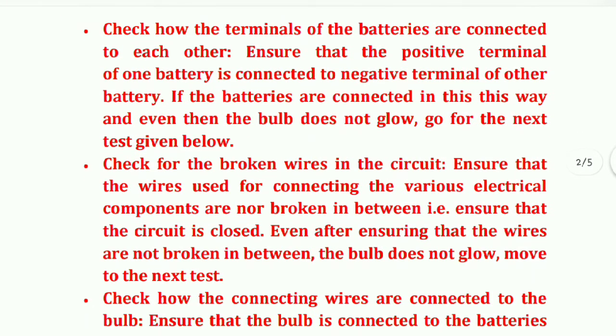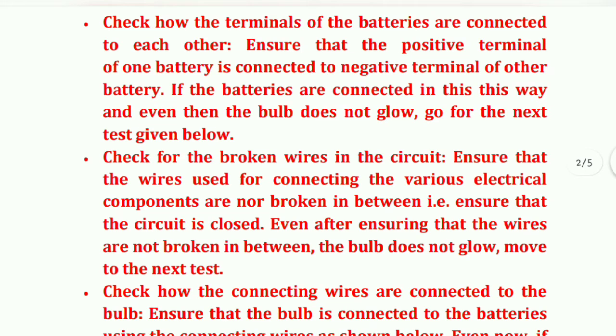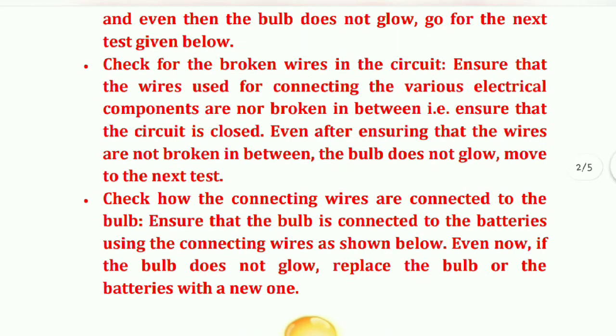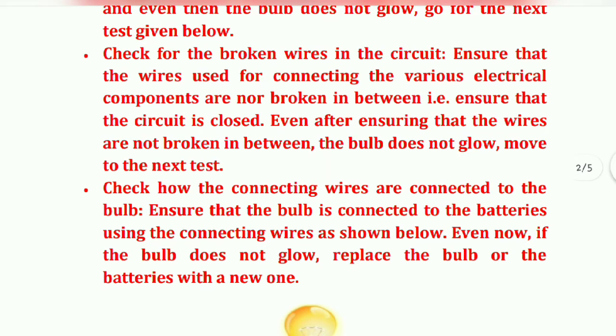First one, check how the terminals of the batteries are connected to each other. Ensure that the positive terminal of one battery is connected to the negative terminal of the other battery. If the batteries are connected in this way and even then the bulb does not glow, go for the next test given below. Second, check for the broken wires in the circuit. Ensure that the wires used for connecting the various electrical components are not broken in between. That is, ensure that the circuit is closed.